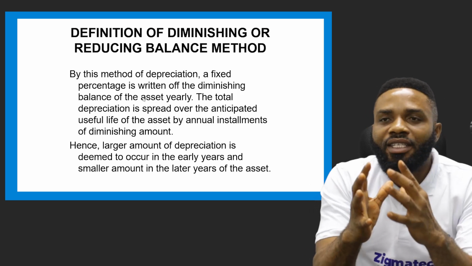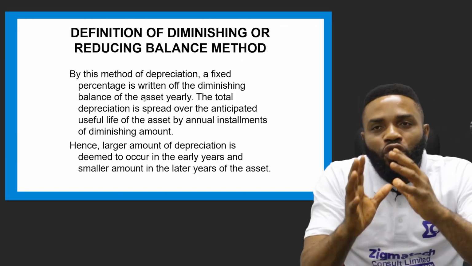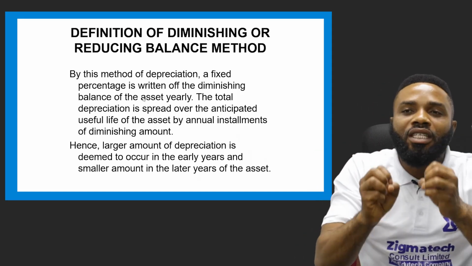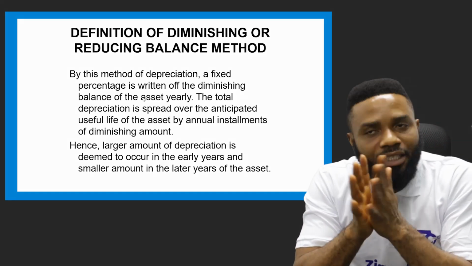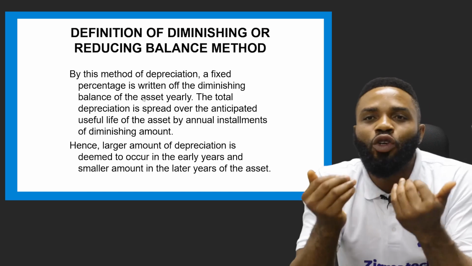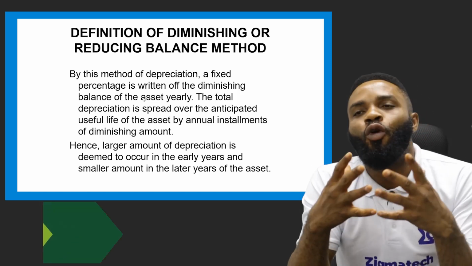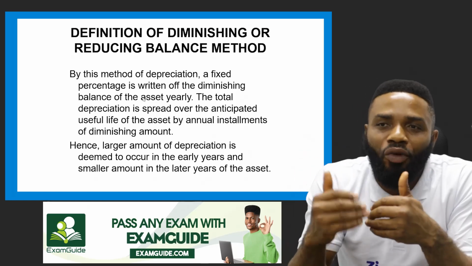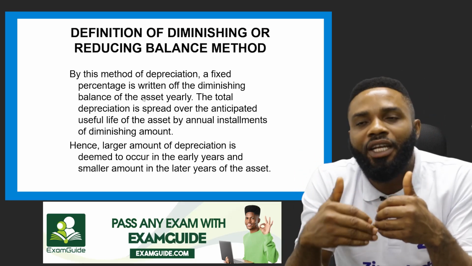Year one, a percentage will be taken out. Year two, a percentage will be taken out. Year three, a percentage will be taken until the lifespan of the asset is exhausted. So I said that the total depreciation is spread over the anticipated useful life of the asset by annual installment of diminishing amount.